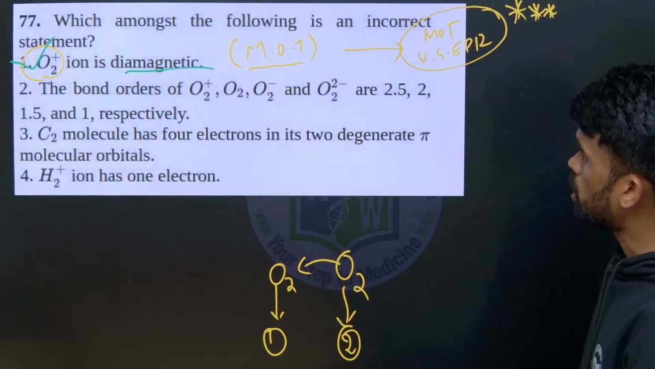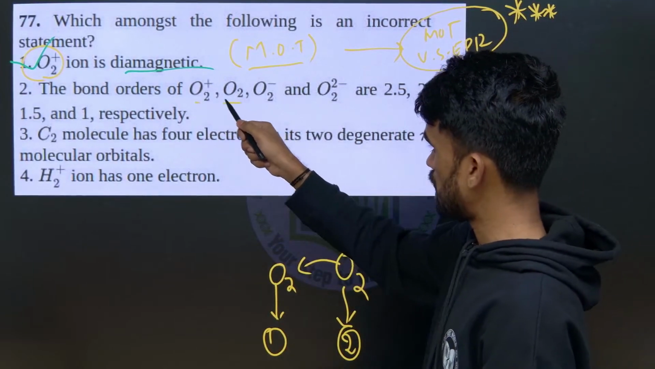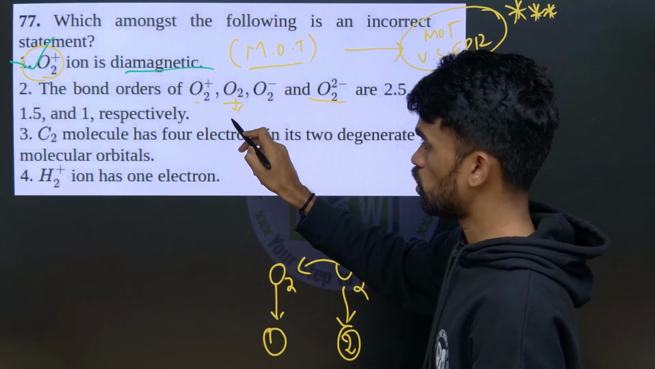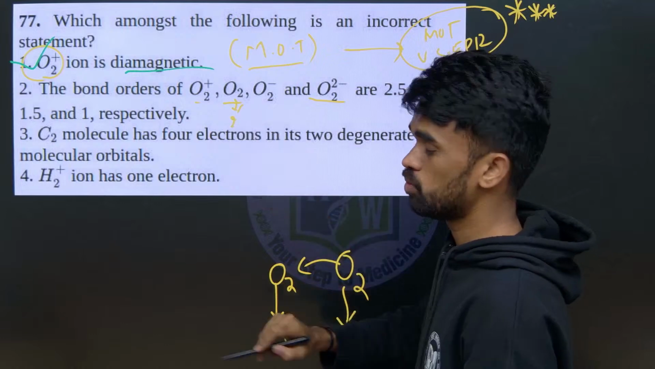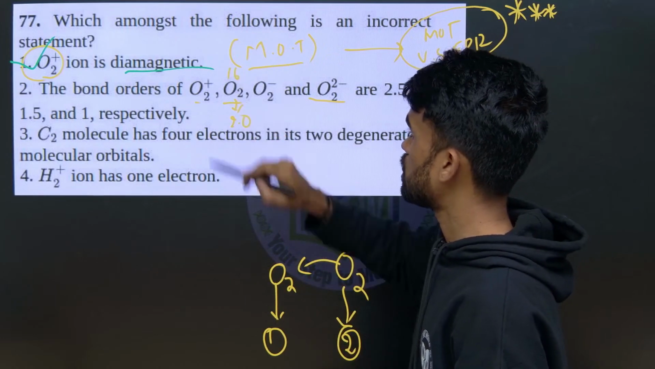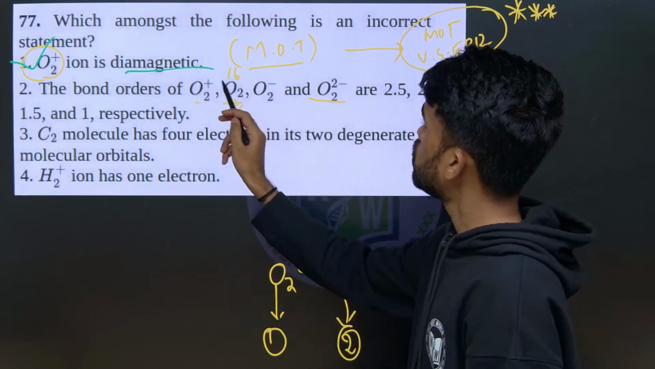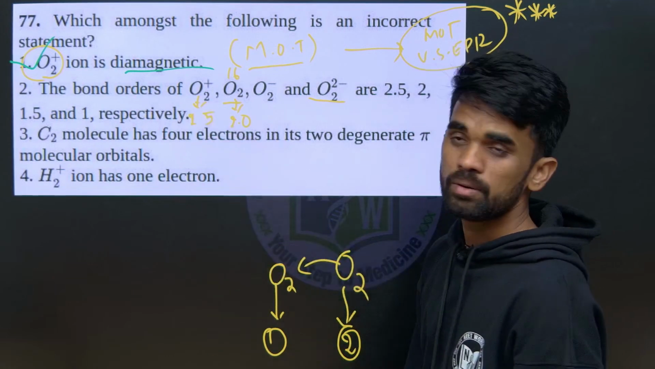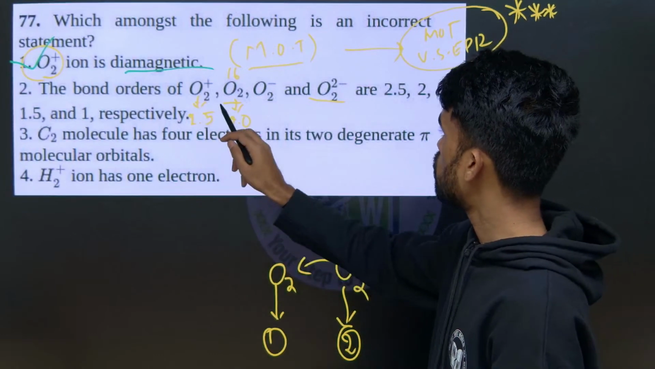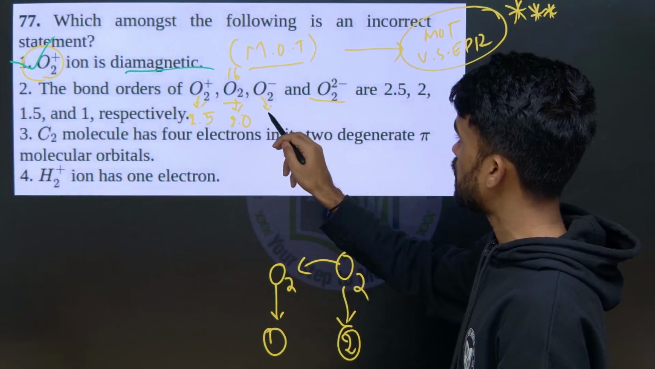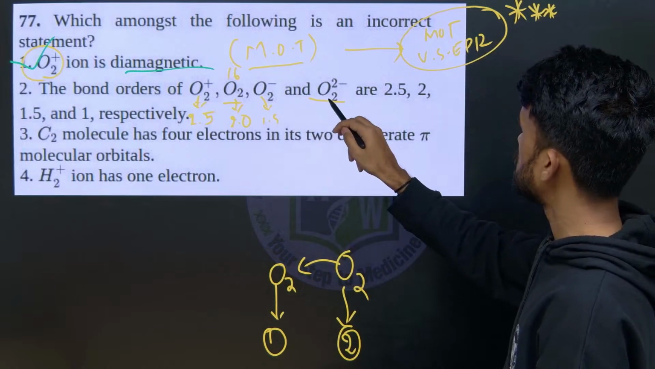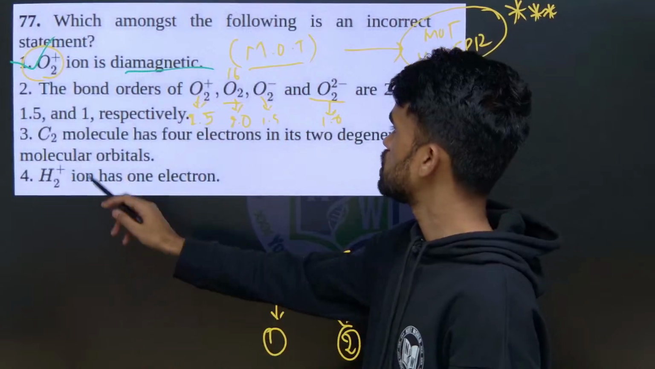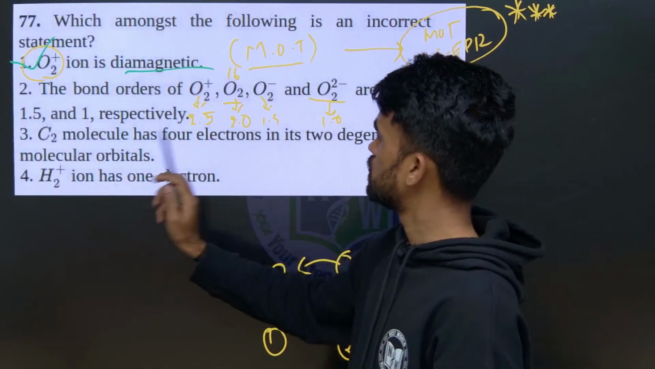Okay, the bond orders of O2, O2 plus and O2 2 minus are given. For O2 we know bond order is 2.0. So for 16 electrons remember 2.0. O2 plus means 15 electrons, it is 2.5, just increase by half. O2 minus means decrease by half, 1.5. Here again decrease by half, it is 1.0. So the second statement is also correct. C2 has, yeah, this is also correct, this is also correct.